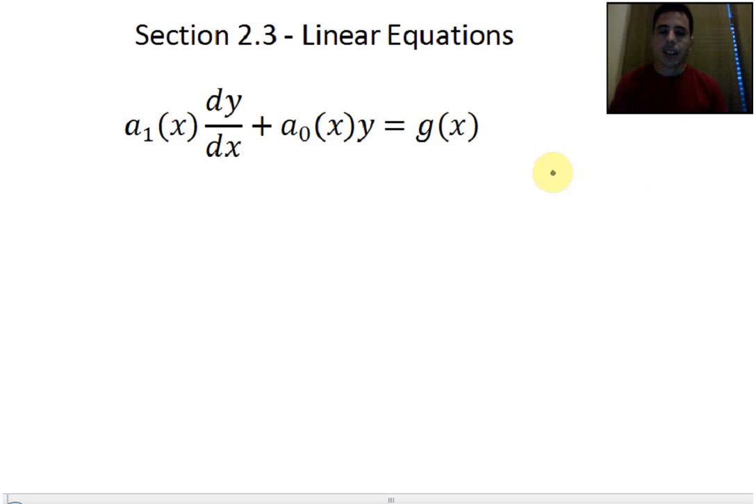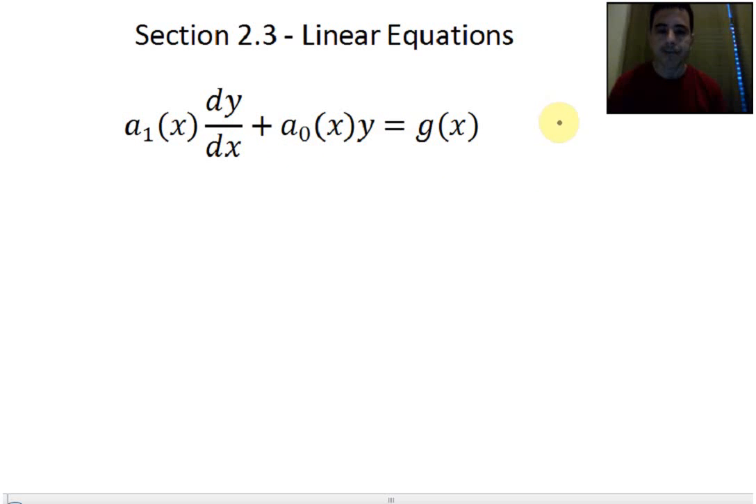Now we're going to see another type of differential equation. We actually saw this before, we classified it before. This is a linear differential equation. You can see that we can put the derivative in the function, and the coefficients in front of them are functions of x only.